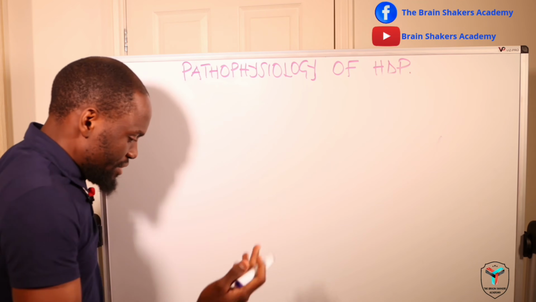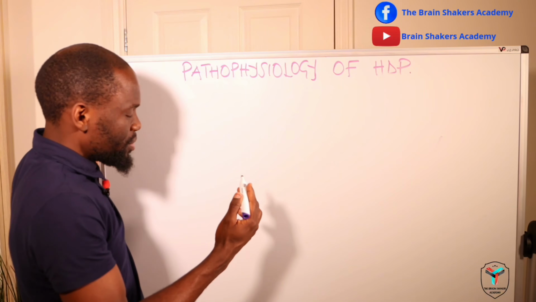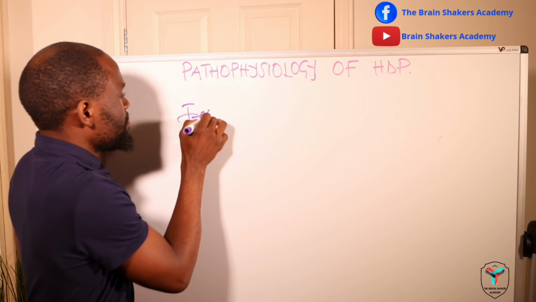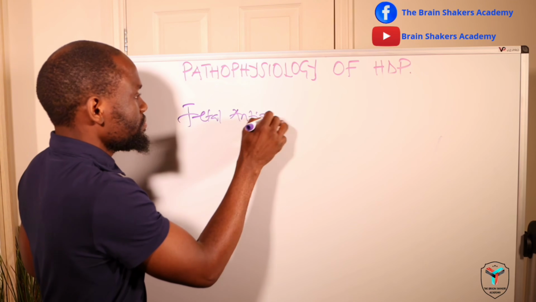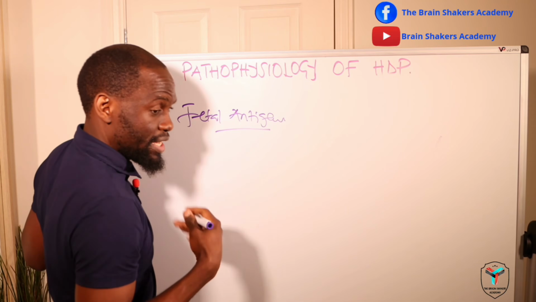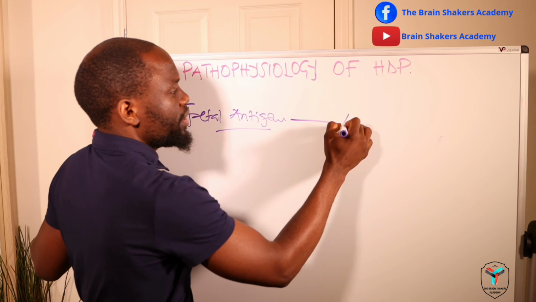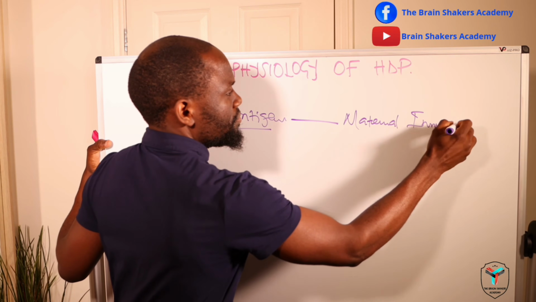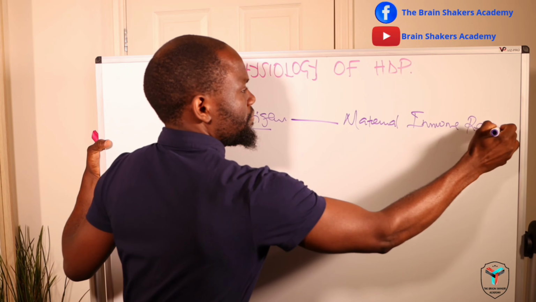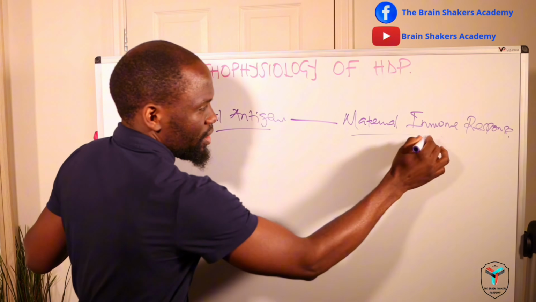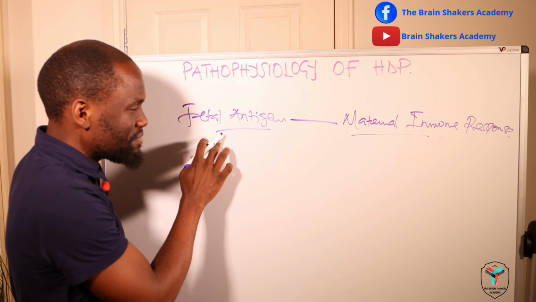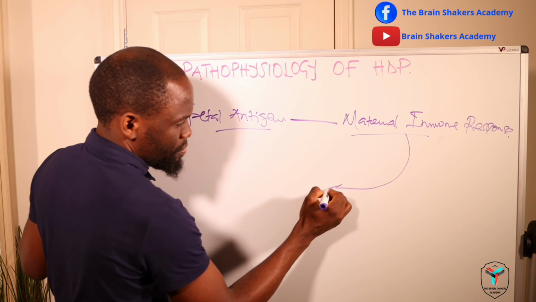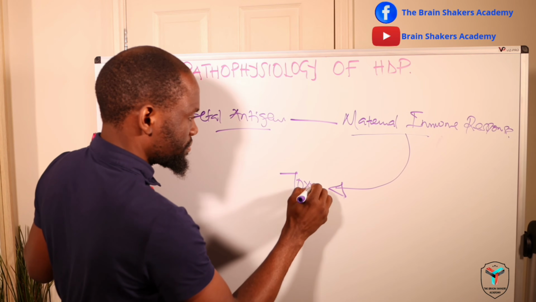Now, this fetal antigen that is expressed on the placenta, so we have what we call a fetal antigen, which is believed to be expressed by the placenta, is then going to generate what we call the maternal immune response. Okay, so this maternal immune response is going to respond to this fetal antigen by producing toxins.